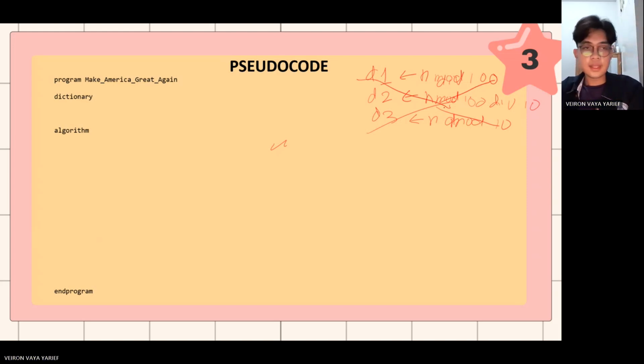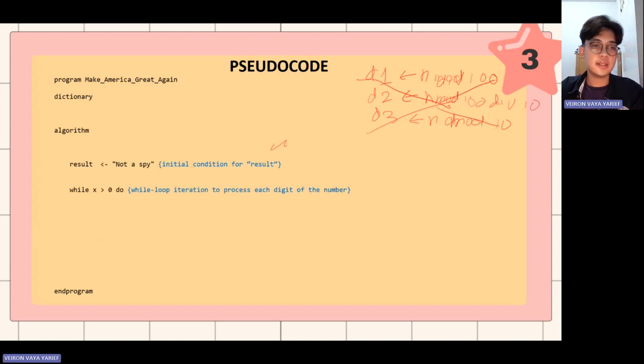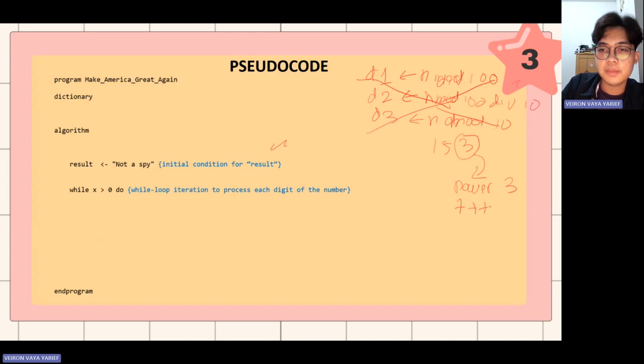So after that, we set the result. And after that, why do we need the loops? This is a while loop iterating to process each digit of the number. So in visualization, what we do with this loop is take the digit, power it by 3, plus for each iteration. That's how you do it in the loops. We cannot do it like first digit, second digit, third digit. We do it in a loop because it will end.